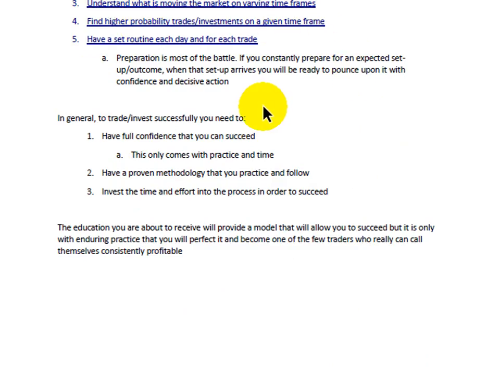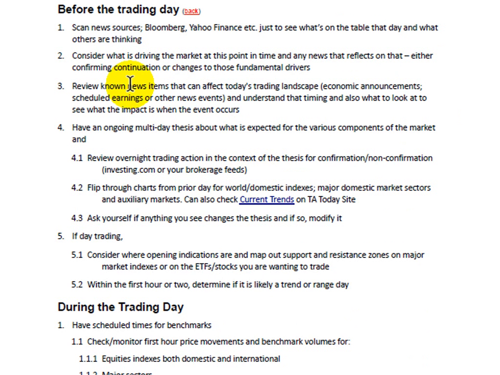We're going to talk about that in the next session. And you have to have a set routine each and every day. You need to come into the market with a set routine, what you do. And it may be something like I do. I usually scan the resources the first thing in the morning. I don't do it every morning, but I do it most, or I do it in the evenings before I go to bed. I consider what's driving the market.